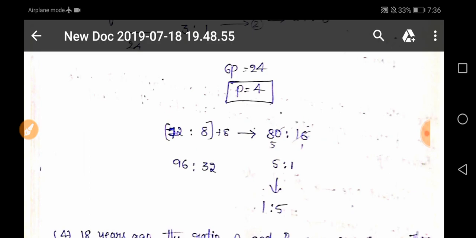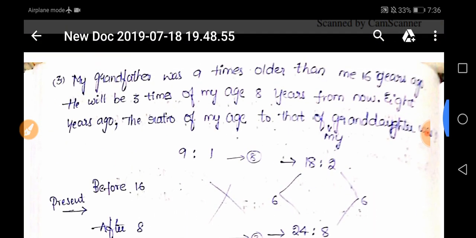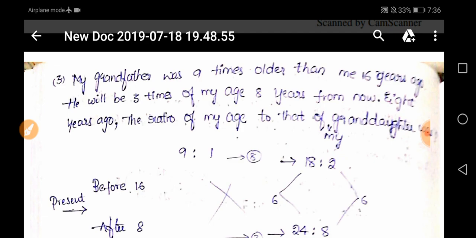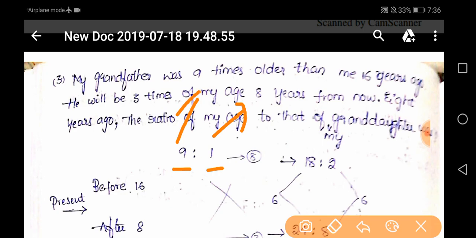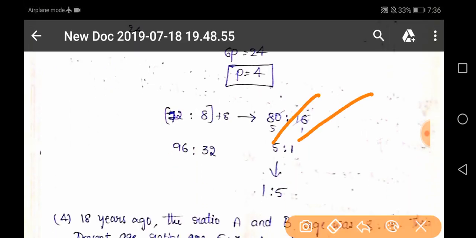But 5:1 you got, but this answer is wrong. How? You'll have this and also this option. Which one is correct? What they are asking is my age, but here what we did is 9:1, where 1 is my age and this is my grandfather's age. But at last what we got is my age and my grandfather's age, but what they are asking is my age to the grandfather's age, so it is 1:5, and this is the answer you'll get.